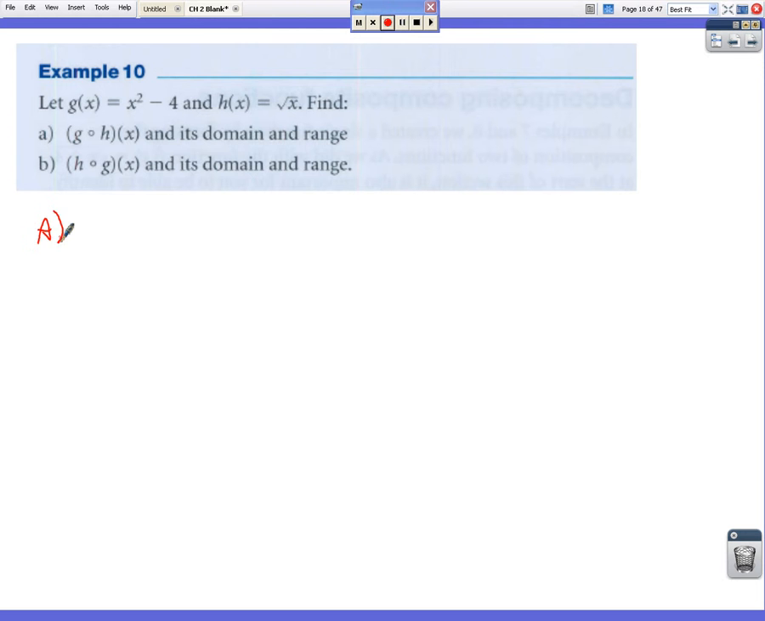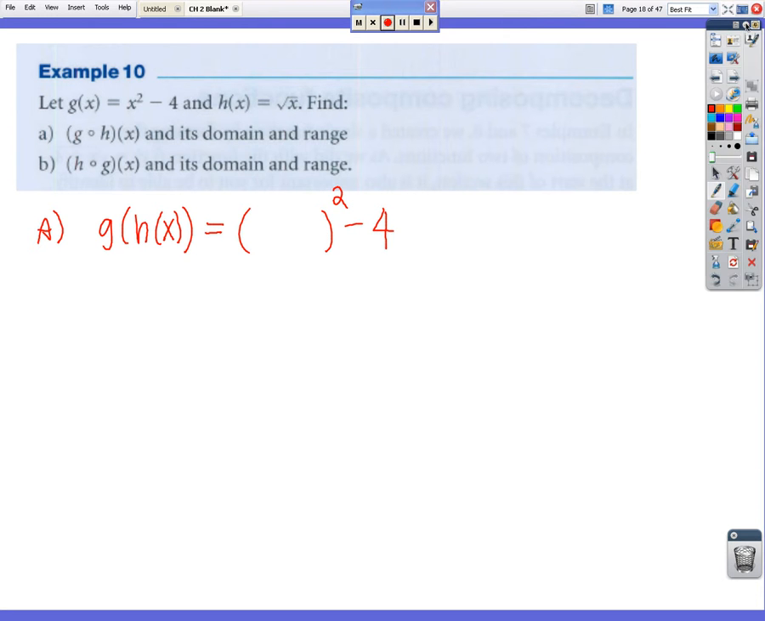Letter A says find g of h of x. You'll notice I always write this notation. In the g function, x squared minus 4, I'm going to substitute in my root of x. And what you'll notice is the root of x squared simplifies and gives me x minus 4. If I just gave you this function, you would probably tell me that the domain is all real numbers. I can take any number and subtract 4 from it.